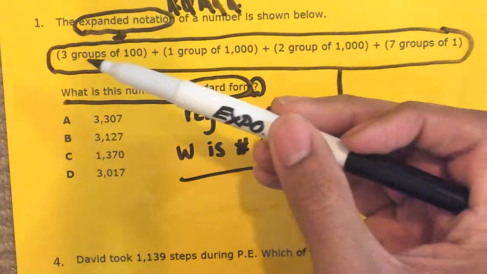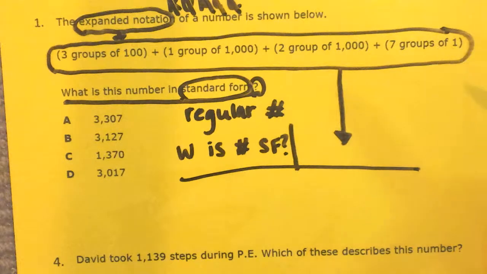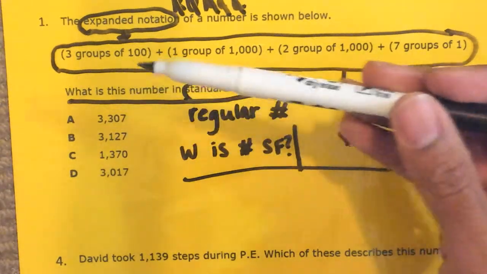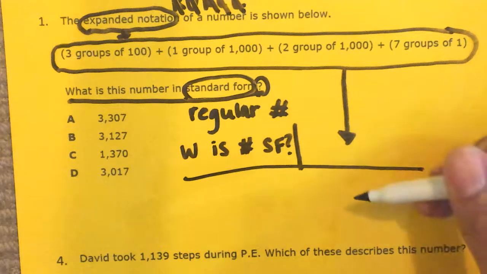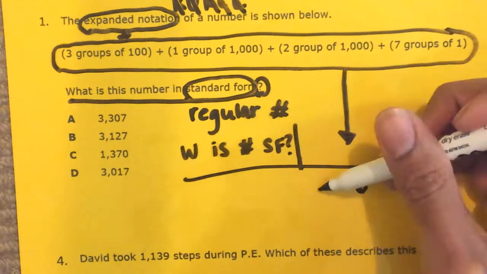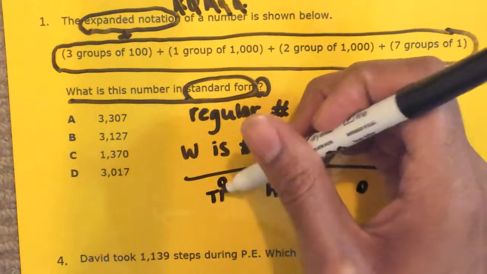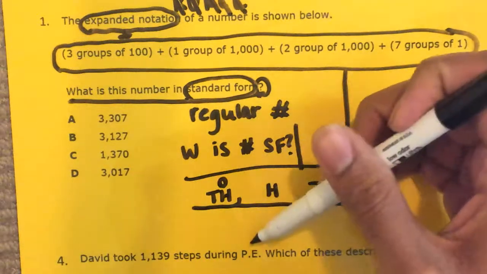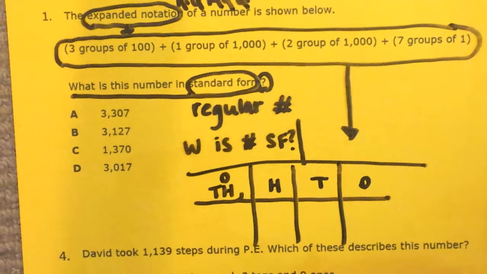I notice that it's talking about groups of 100, groups of 1,000, groups of 1,000, groups of 1. And that reminds me of the ones place, the thousands place, the hundreds place. A chart that can help me organize these numbers would be a place value chart. So I'm going to start by writing down the ones, then the tens, the hundreds, and the 1,000s. Don't forget your comma.